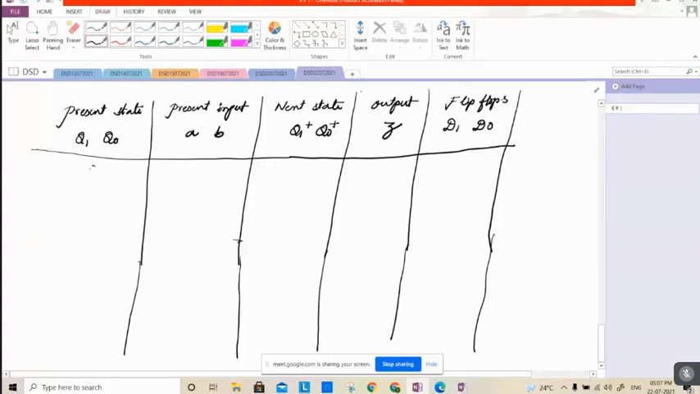How many combinations will be there here? 16.